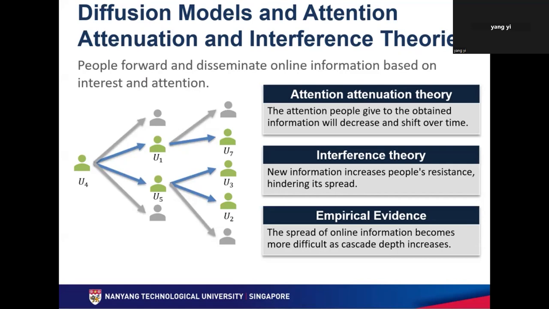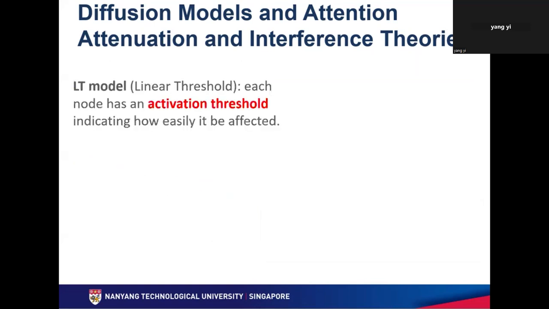According to the empirical findings, the spread of information becomes more difficult as the cascade depth increases. Here the cascade depth is the maximum number of retweet hops within the cascade. So it means that as information spreads over time, few users will notice the information and the spread will be hindered. So they check the existing diffusion model, the LT model, to see whether it is consistent with the psychological theory and empirical findings.